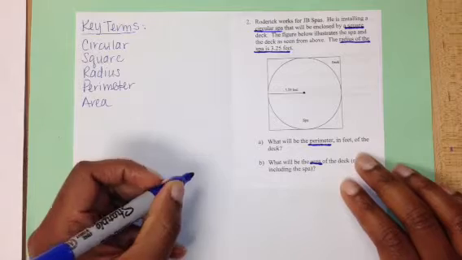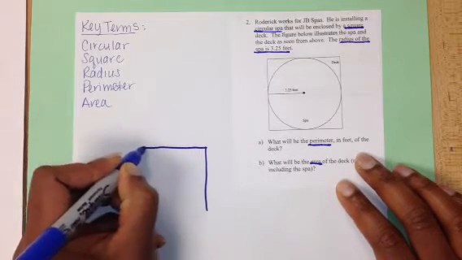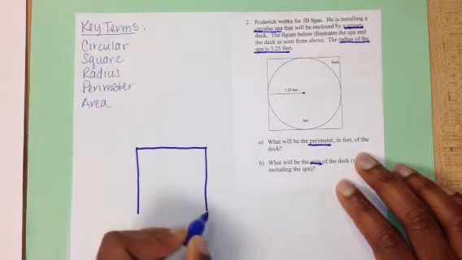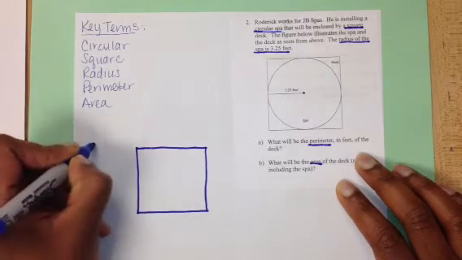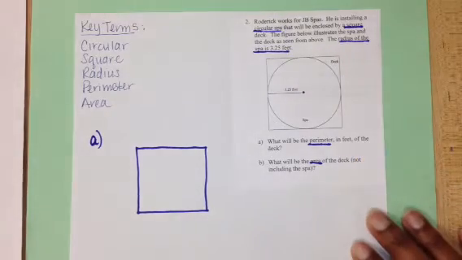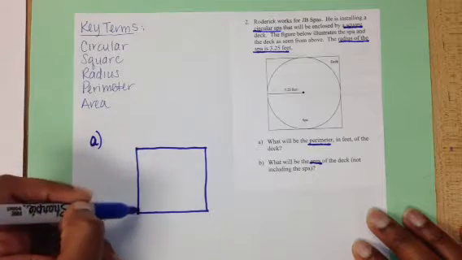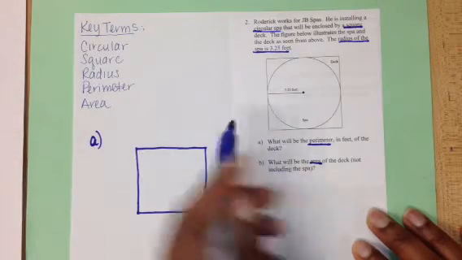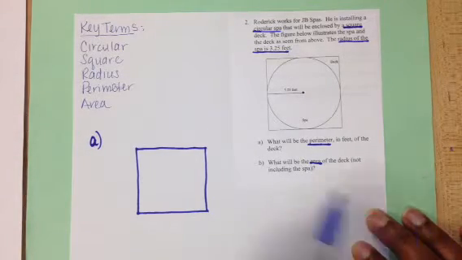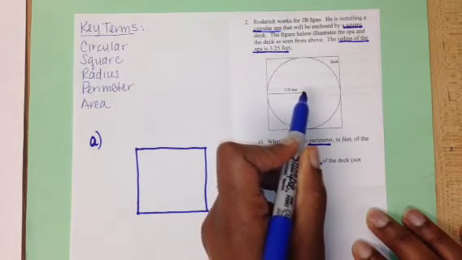So first step, we're going to actually draw out our square. We'll label this part A. So we're going to draw out our square, and then we need to find the perimeter. So to find the perimeter of the square, we need to find the distance on the outside of each side that we have here. Right now, we don't have the distance on each side. What was given was the radius of the circle.